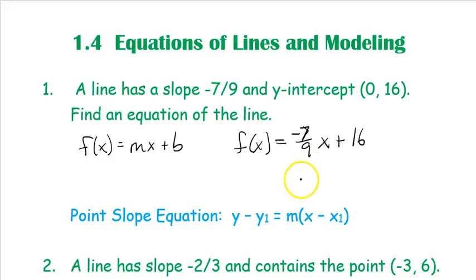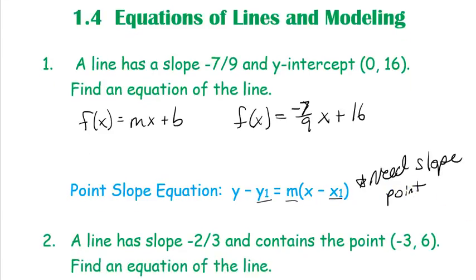For the other kinds of problems, I would really like for you to use point-slope form, and here's your point-slope equation. It says y - y1 = m(x - x1). What you will always need is the slope, because you need to be able to plug that in, and then a point, and that x value and y value are where this x1 and y1 are. So again, you always need a slope and a point. Those two things are what you need.